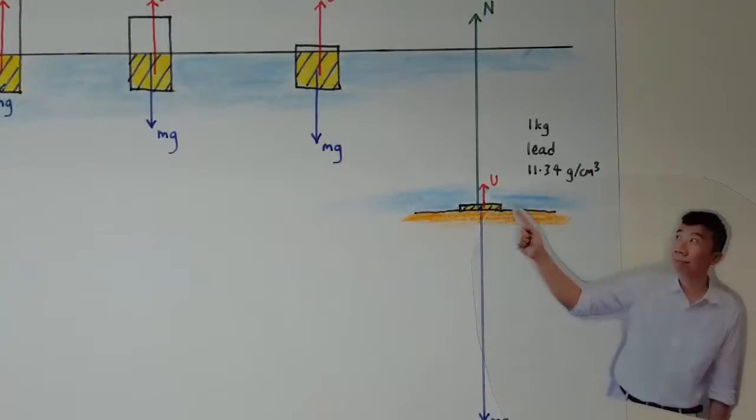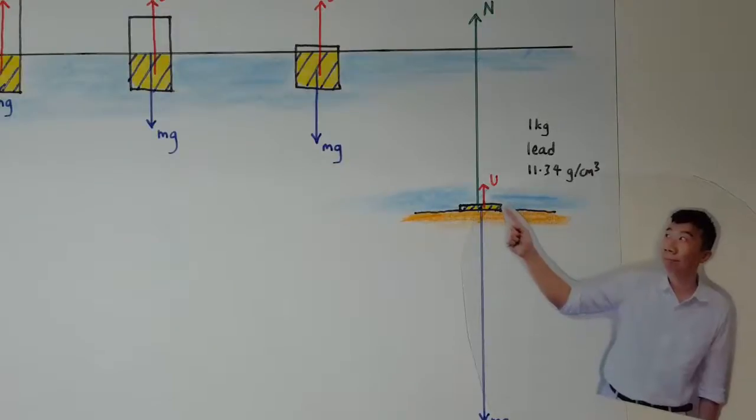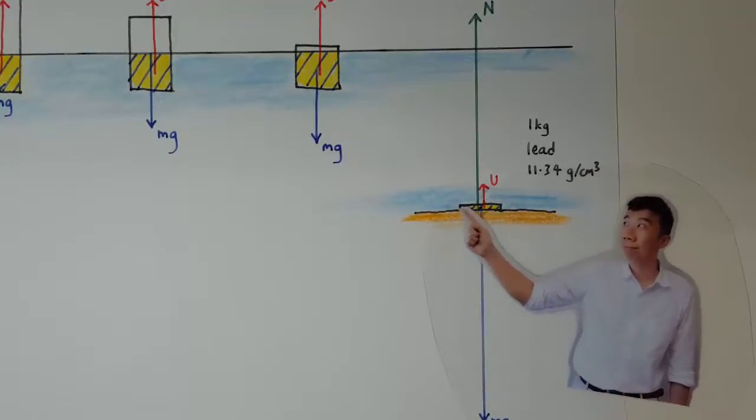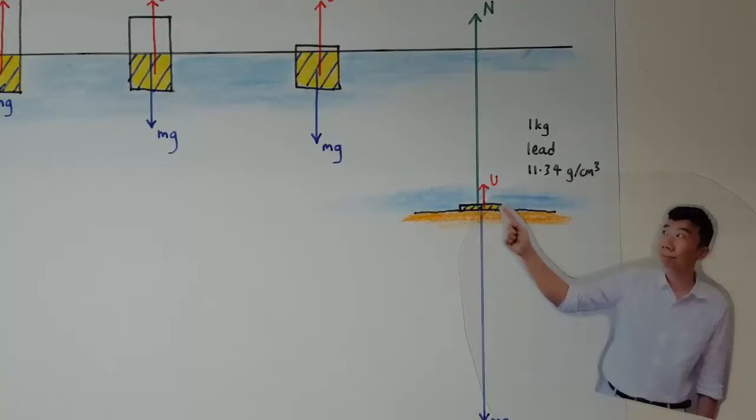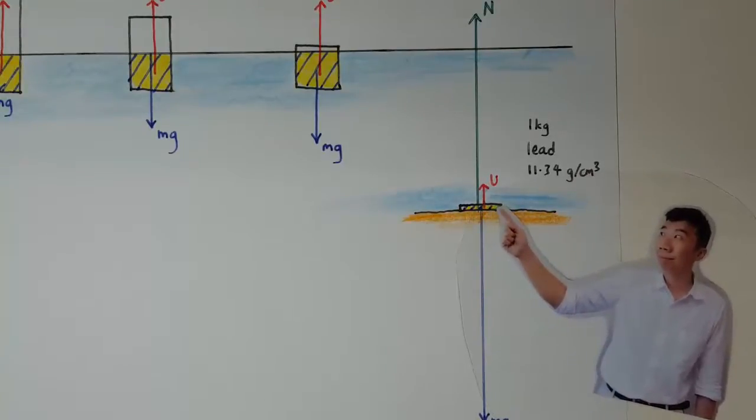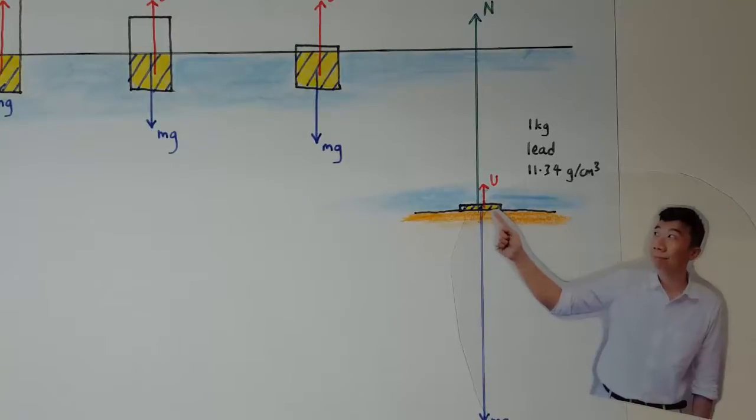Let me try to make it more clear. A piece of lead that's sunken in water displaces only its own volume of water. This amount of water obviously weighs less than this amount of lead, because lead has a much higher density than water, which means the upthrust received by this piece of lead is much less than its weight. That's why it's sunk.